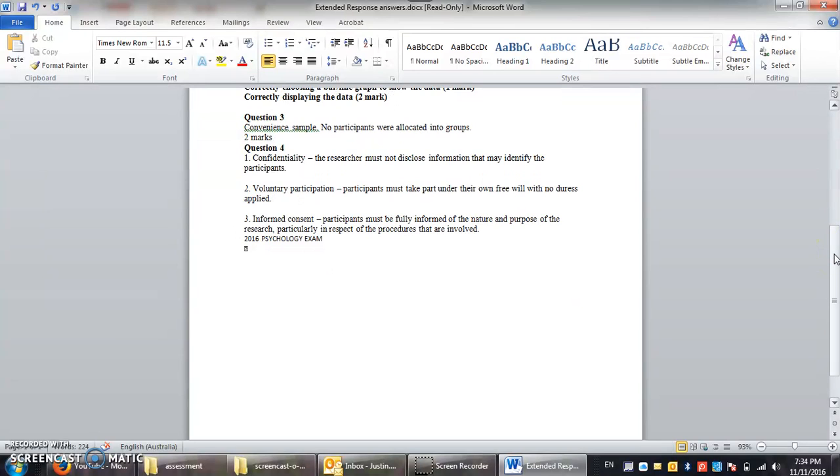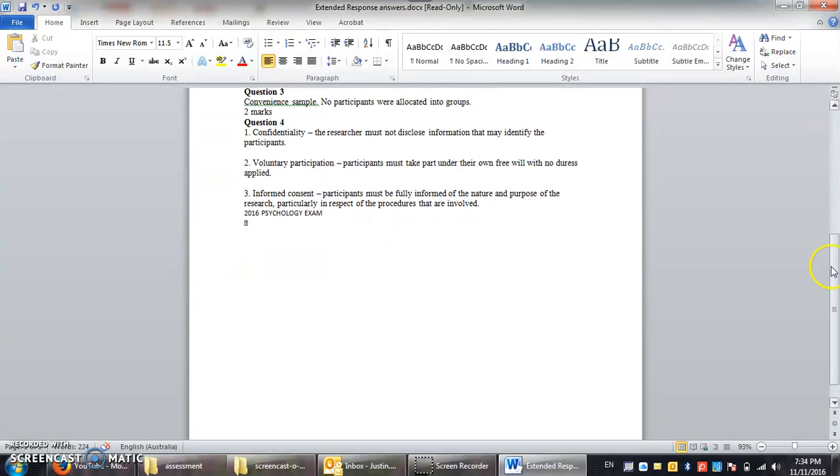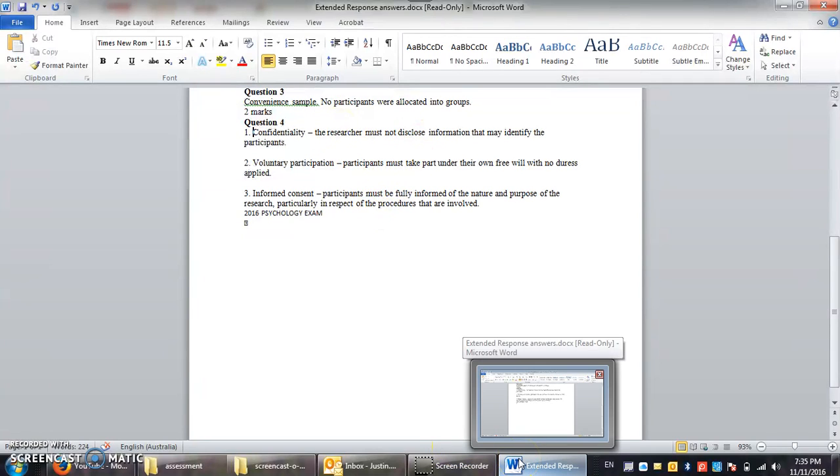Question 3 there, convenient sample is the answer. No participants were allocated into groups. 2 marks once again. And question 4, you got 1 mark for the particular heading here: confidentiality, voluntary participation, informed consent. So we're talking about ethical considerations or participant rights here. So you got 1 mark for the particular right, and 1 mark for explaining it. So that was a total of 6 marks, I believe.